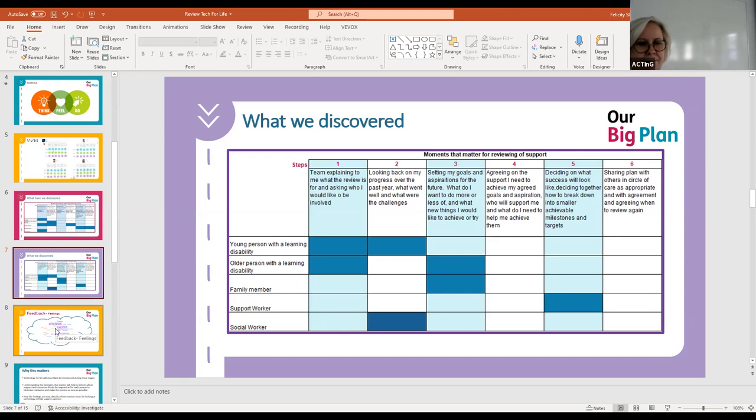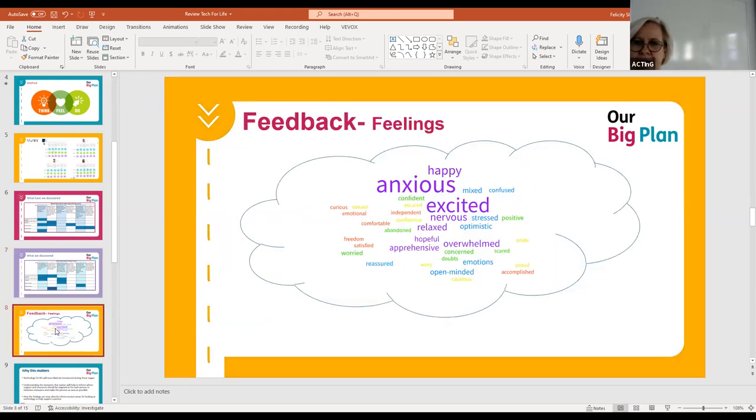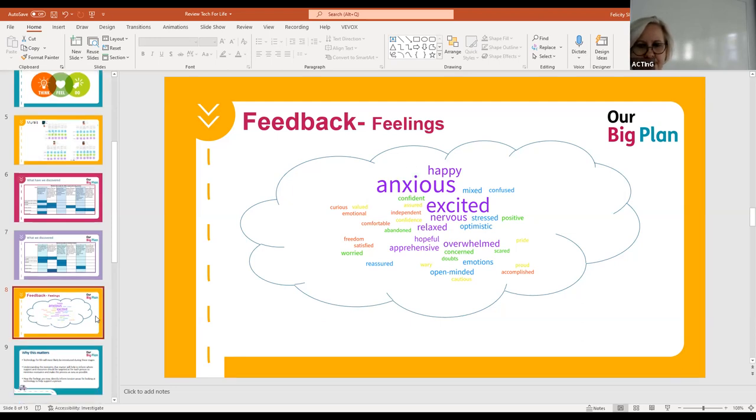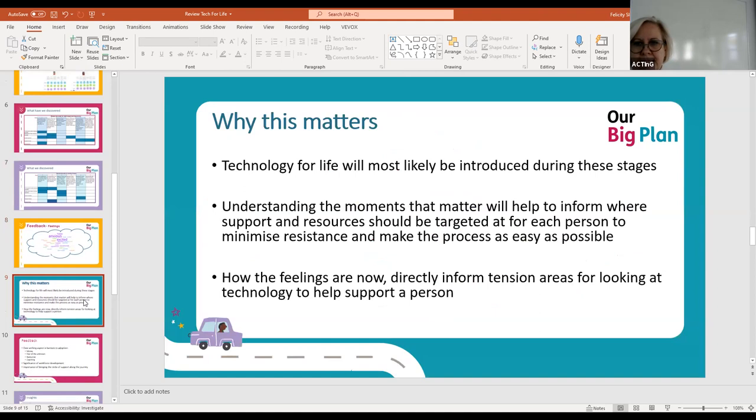When we looked at the key moments, we looked at what their feelings were, and overall, at the moments that matter, the overall feeling was anxiety. Some excitement, some happiness and nervousness, but anxiety was quite high. And then we spoke about why it matters. We felt that technology would most likely be introduced during these stages. Understanding those moments that matter will help inform where support and resources should be for each of those people, to minimise resistance to adopting something new or a new way of working.